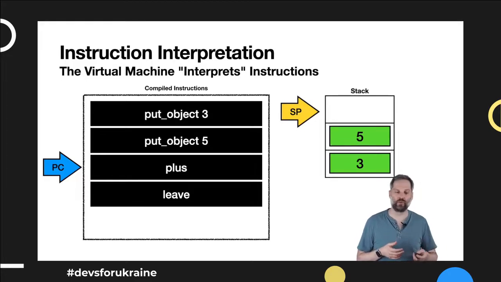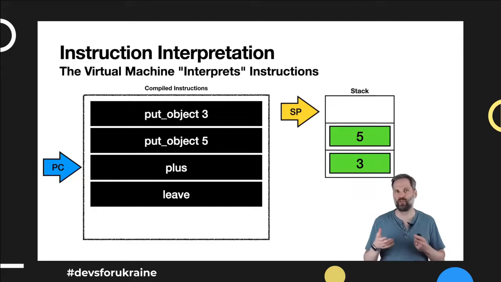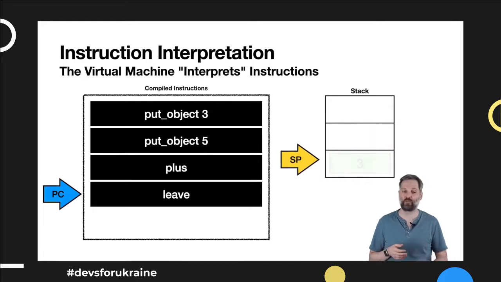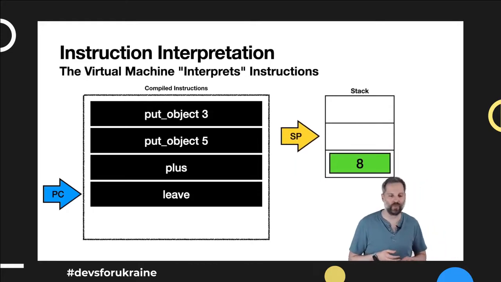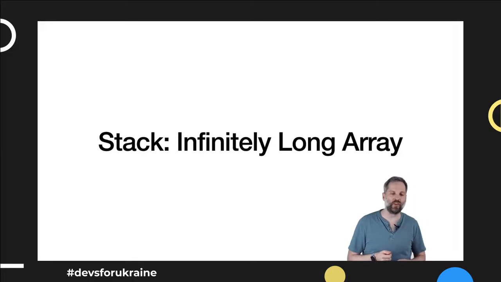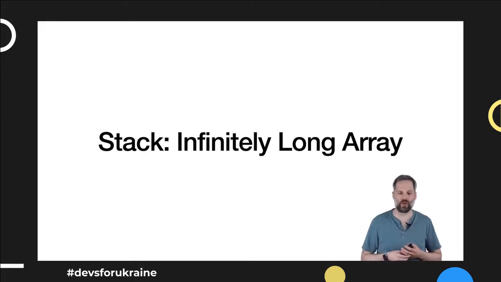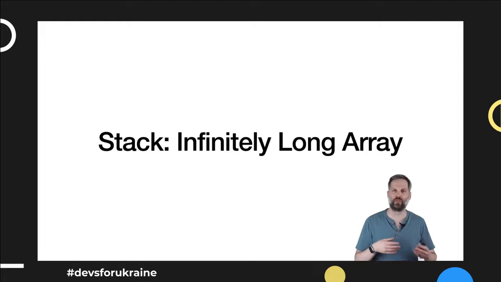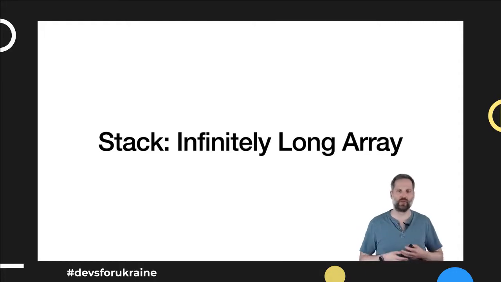Then the next thing we'll do is execute the plus instruction, and the plus instruction is a little bit different. It pops two values off of the stack, adds them together, and then pushes the return value back onto the stack. So when we execute this, it'll pop 5, pop 3, and then it'll push 8 again. Then finally, the leave instruction will just return whatever value is at the top of the stack. So we can think of the stack as kind of an infinitely long array, and it's very nice to implement a stack-based virtual machine, because we can just manipulate this infinitely long array. We just push and pop values on and off of the stack.